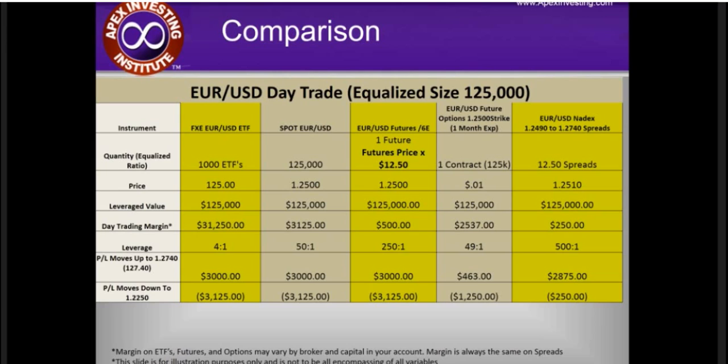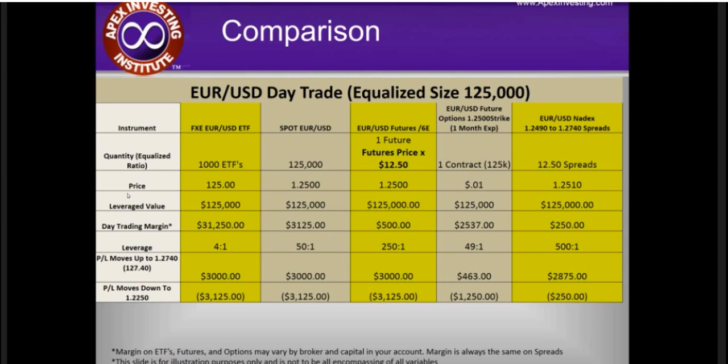Okay, so to equalize them all out, I basically equalized out the sides. I had to do 12.5 spreads, and they can't do half a spread, just to make it as equal as possible. And what the price was. So a price of 125 on the ETF, 1.2500 on spot USD, and on futures. And the options would be priced at a penny because you buy 125,000 of them. And the Eurodollar Nadex spread 1.25, 10. So a little bit higher there with the optionality. The value across the board equals 125,000 as far as leveraged value.